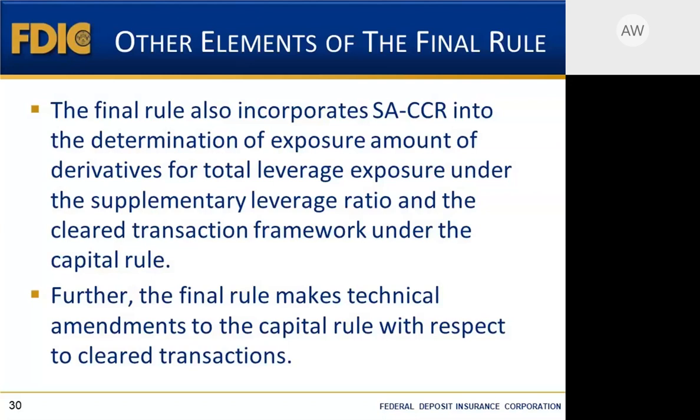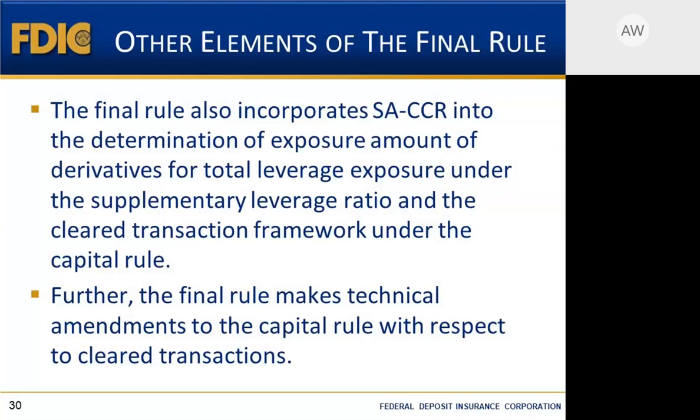And as I mentioned before, the use of SA-CCR allows banking organizations to recognize client collateral in the calculation of derivative exposures in the supplementary leverage ratio to the same extent that a banking organization may recognize collateral for risk-based capital purposes. I want to emphasize this. The final rule requires Category 1 and Category 2 banking organizations to use SA-CCR, and Category 3 banking organizations are provided an option to use SAM or SA-CCR in their supplementary leverage ratio.